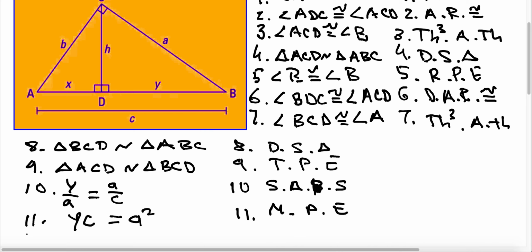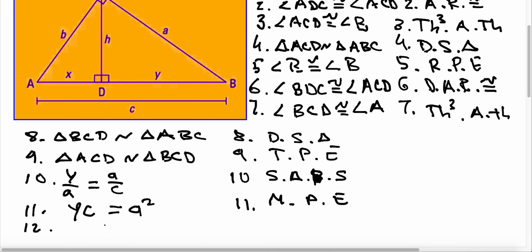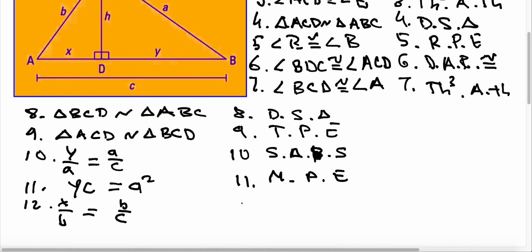Number 12, now we are comparing the proportion of the sides of the small triangle and the big triangle. So we have x divided by b is equal here with b divided by c. So the side b divided by c and x divided by b. And this is 12. It means this was based on similar triangles having proportional sides.